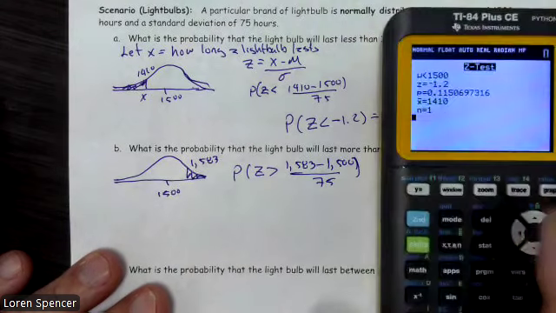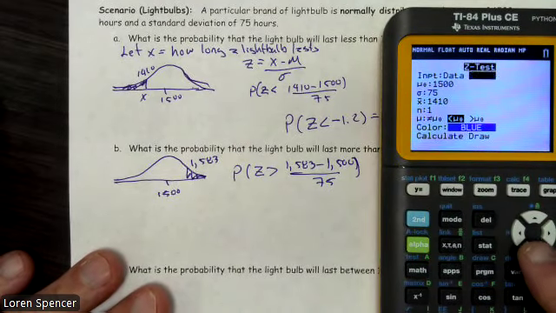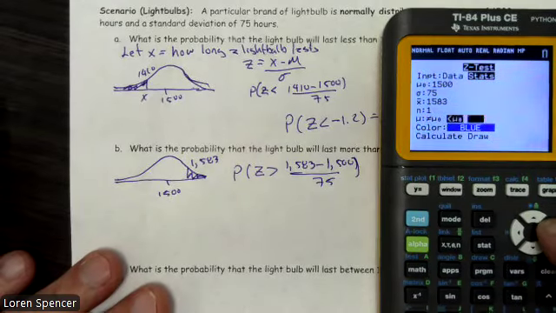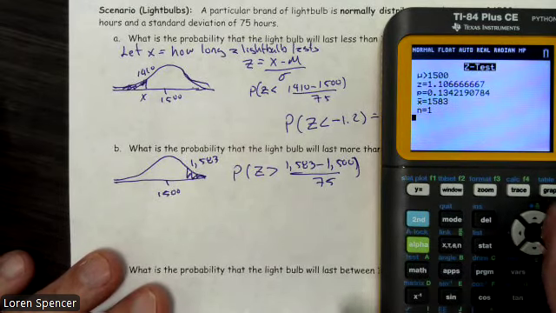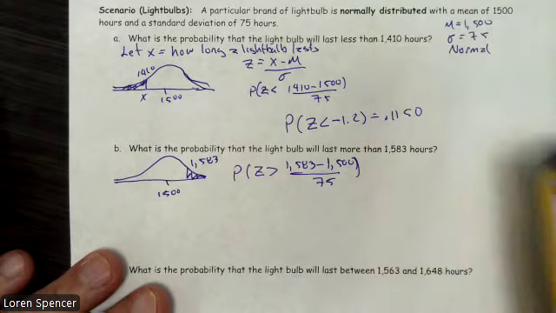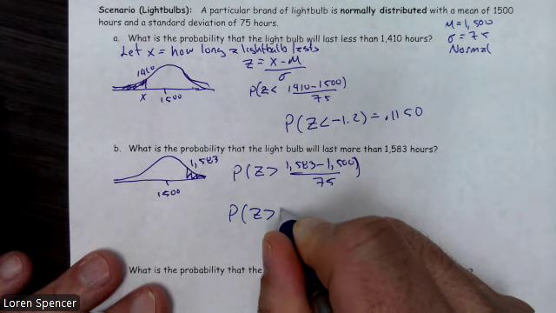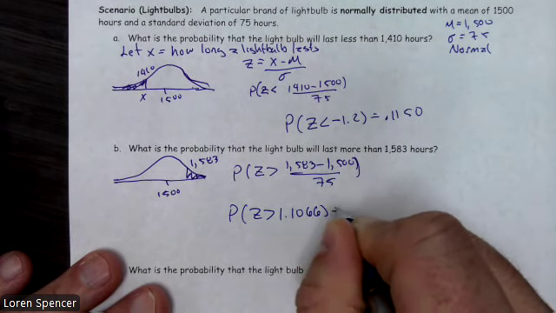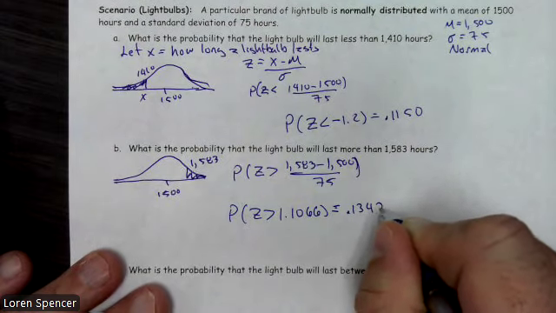Stat test, z test. Mean is 1500, standard deviation is 75, and x is 1,583. Make sure we change the direction of our inequality. And we get the probability z is greater than 1.1066 equals 0.1342.